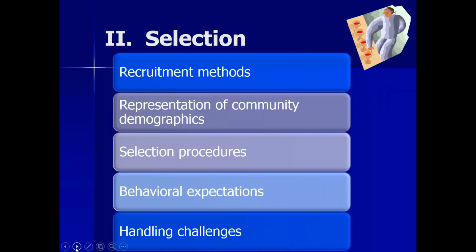So the S in Isoture represents selection. Some of the key components involved in selection include how do we recruit volunteers? What do we need to consider of local demographics? Think about the process that's going to be used to complete the overall selection of the volunteers. Identifying expected volunteer behavior, making sure that we share that, and also having a plan for handling any challenges that may emerge along the way.